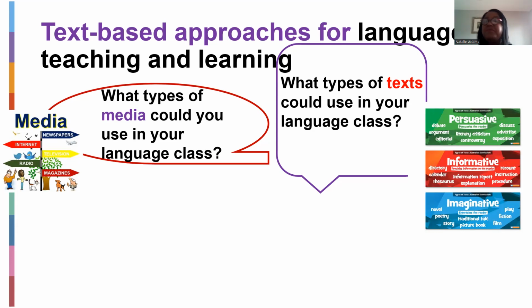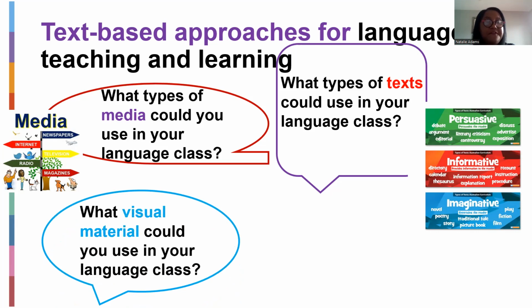The text could be a persuasive text, so you can use a debate, an argument, an editorial. You can use a text that's informative. You can use a text that's imaginative. There are so many of them. So an informative text would be a directory, a calendar, a thesaurus, a procedure, anything else. An imaginative text would be a novel, poetry, a story. So there are lots of media that you can use, and there are lots of texts that you can use.